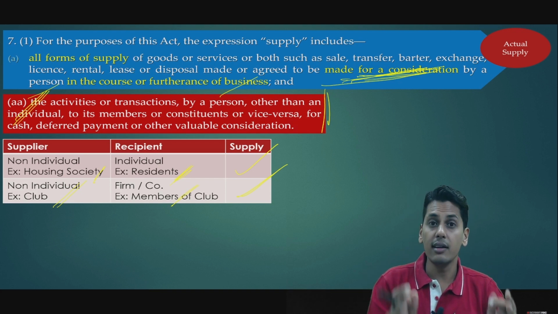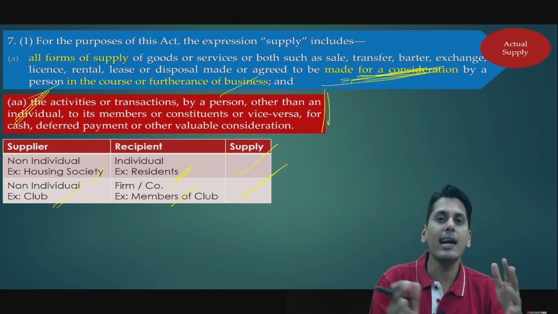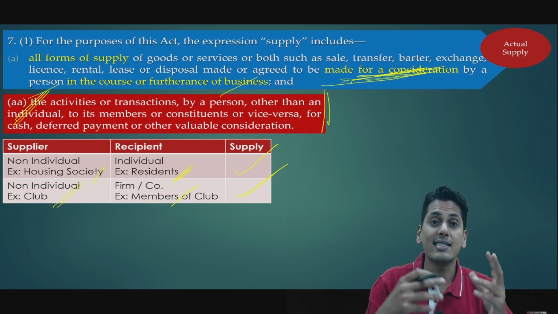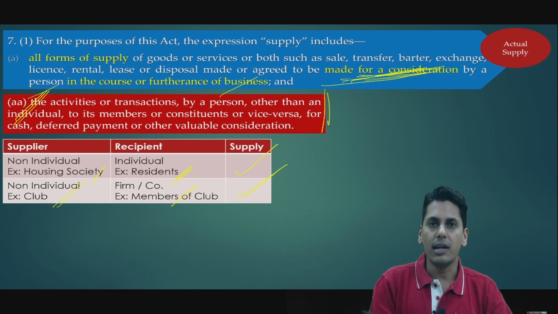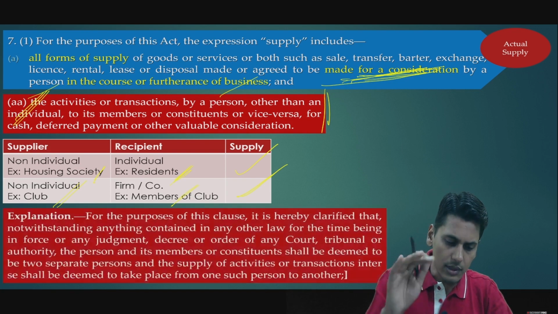Friends, please understand here there is nothing new which has been introduced. Already these transactions were taxable as supply. These are just safeguarded now by 7(1AA) so that the Supreme Court's judgment in the service tax law is not extended in the GST era. So why was this done?